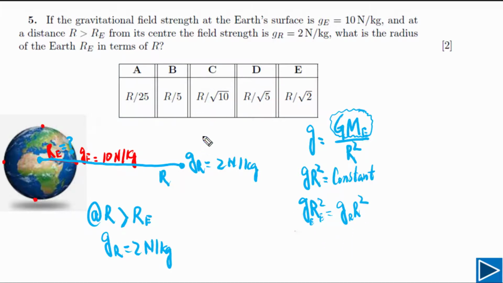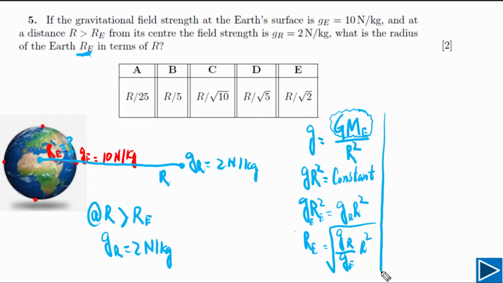R squared. Now the question is asking us to find the value of Re, so we can simply rearrange. This is simply what we need to do. Now we just need to plug in the given values of g, and we can find the value of Re in terms of R. Gr is given, that is 2, and Ge is given, that is 10. And R we can just take out of the square root. So what we are left with is R divided by root of 5, and this is our final answer. So option D is correct. This is the answer for this question.